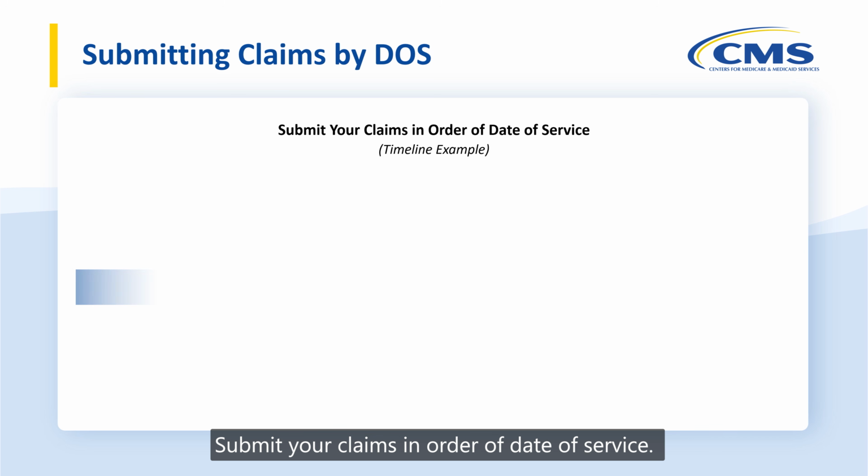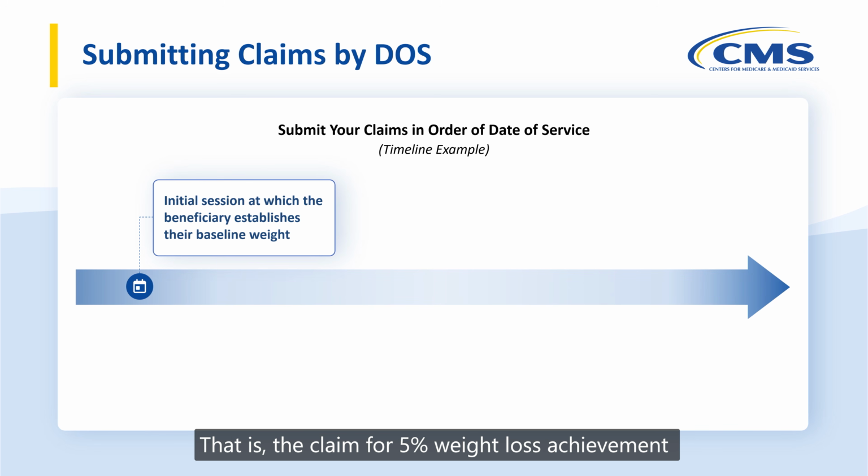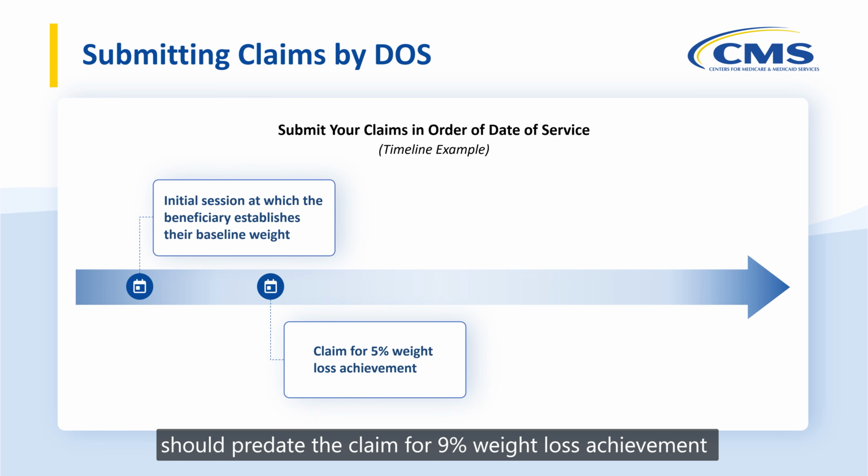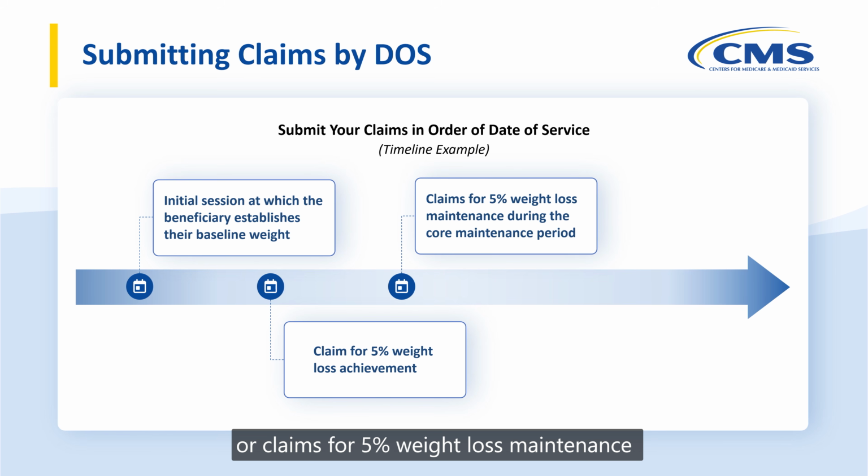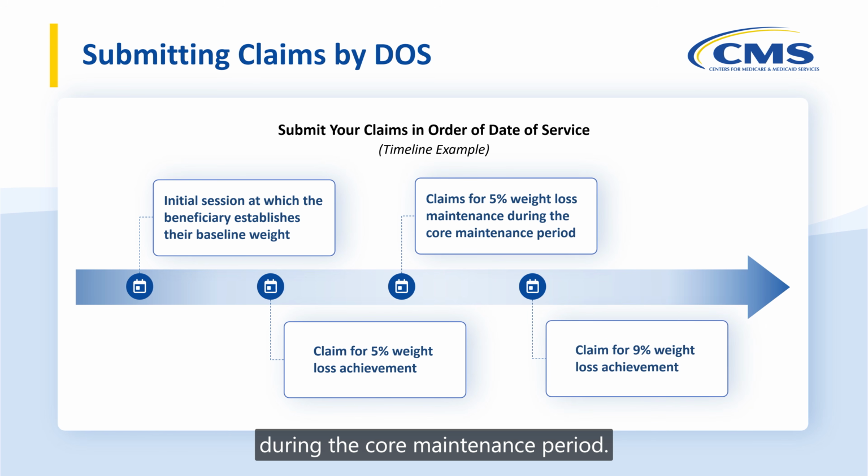Submit your claims in order of date of service. That is, the claim for 5% weight loss achievement should predate the claim for 9% weight loss achievement, or claims for 5% weight loss maintenance during the core maintenance period.